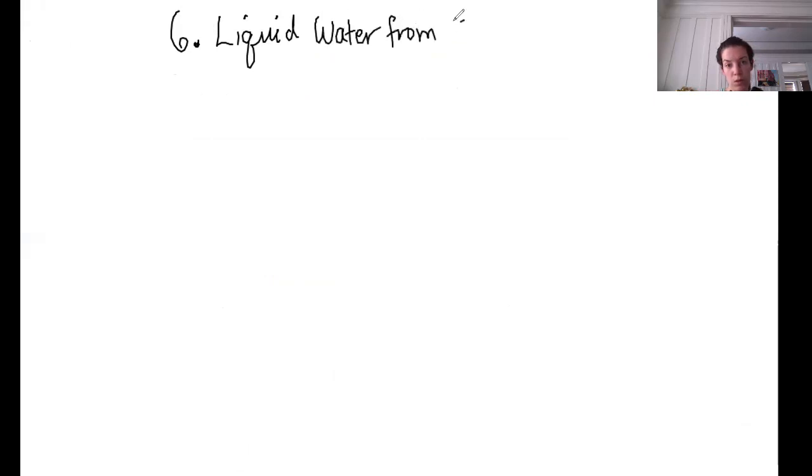From 0 degrees Celsius to negative 50 degrees Celsius. Okay. And if I take a look at this, I'm starting at 0, I'm ending at negative 50. This is getting colder, so I know I'm going to be drawing a cooling curve. Let me set my axes.